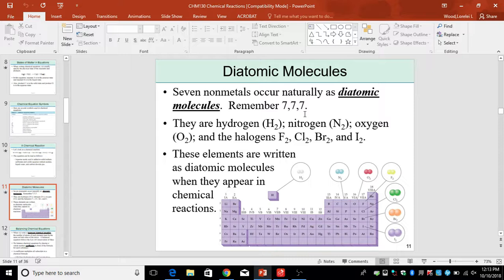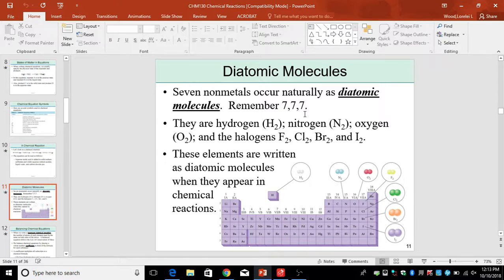In their natural state, meaning at standard temperature and pressure, standard temperature is 25 degrees Celsius, about what this room is right now. Standard pressure is 1 atmosphere pressure. Those 7 elements generally exist in their natural state as what we call diatomic molecules. Di, meaning 2, atomic, 2 atoms. And if you think about 777, that will help you remember what the 7 are.